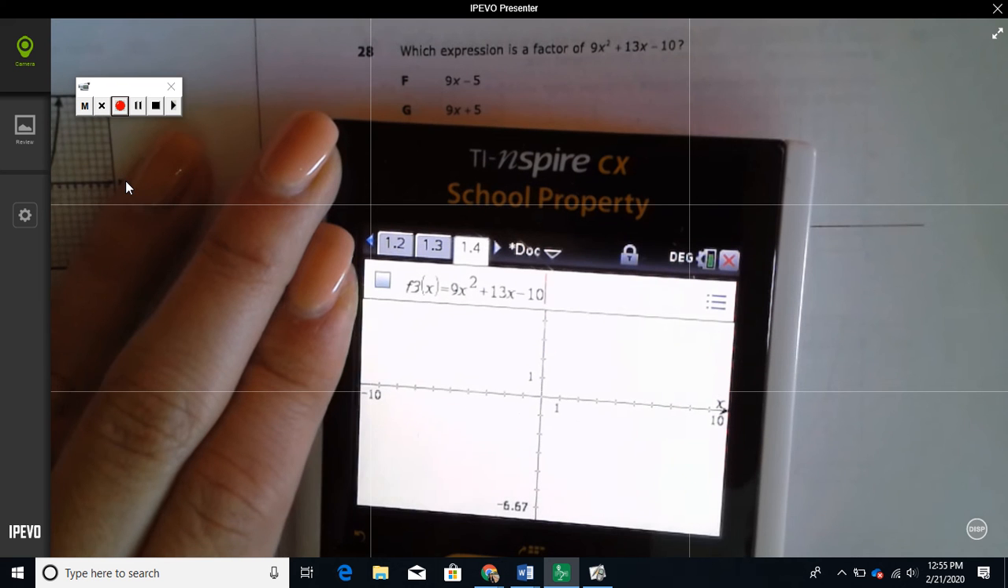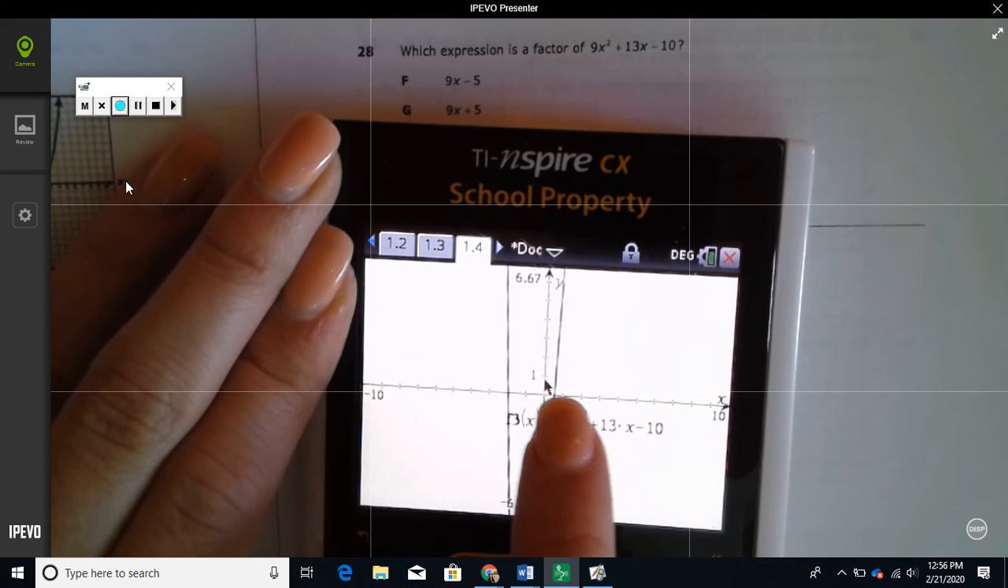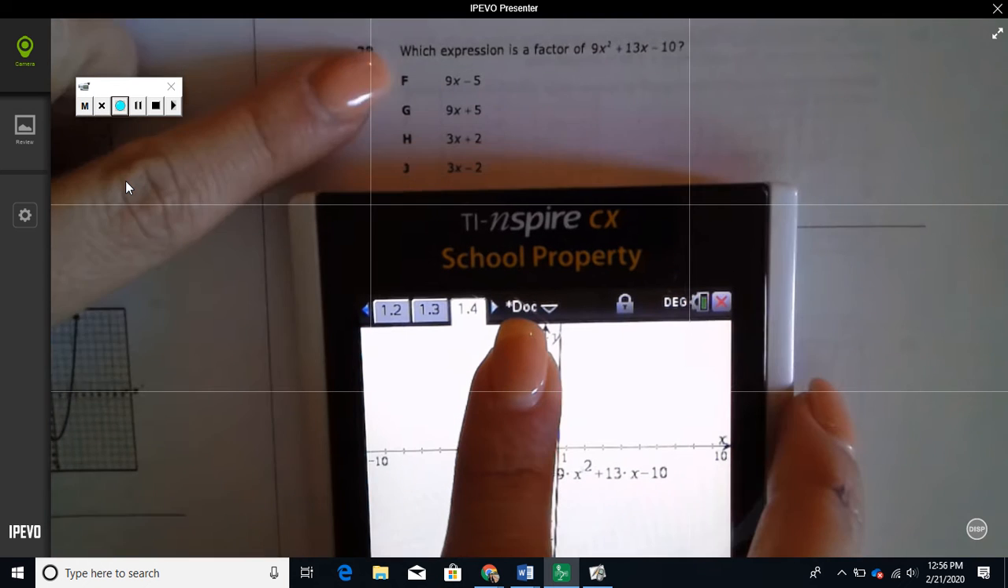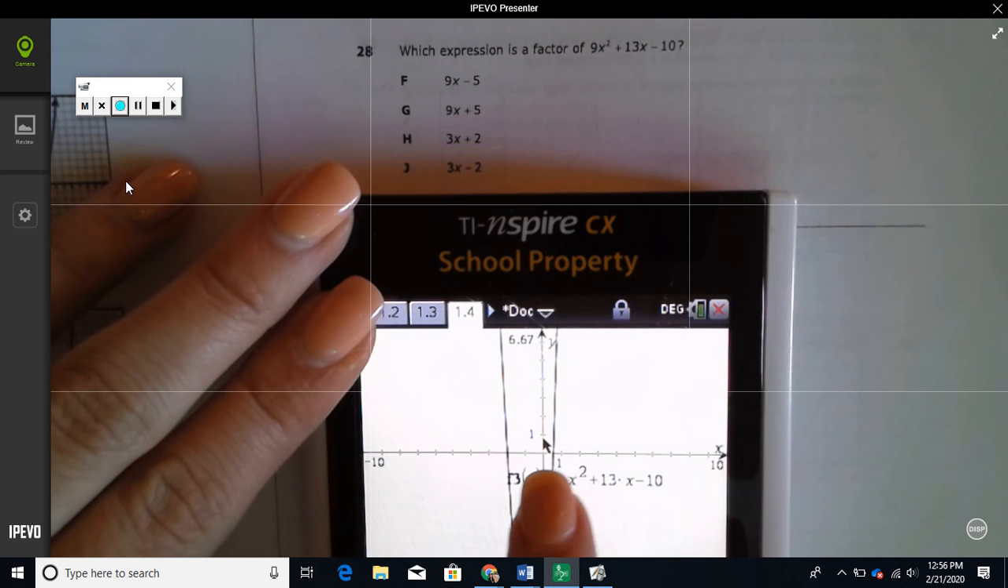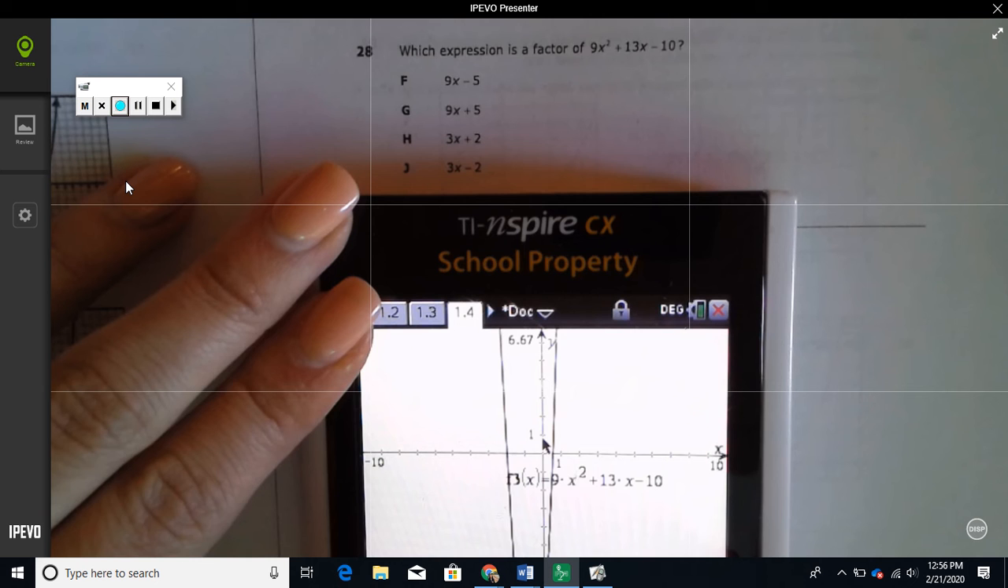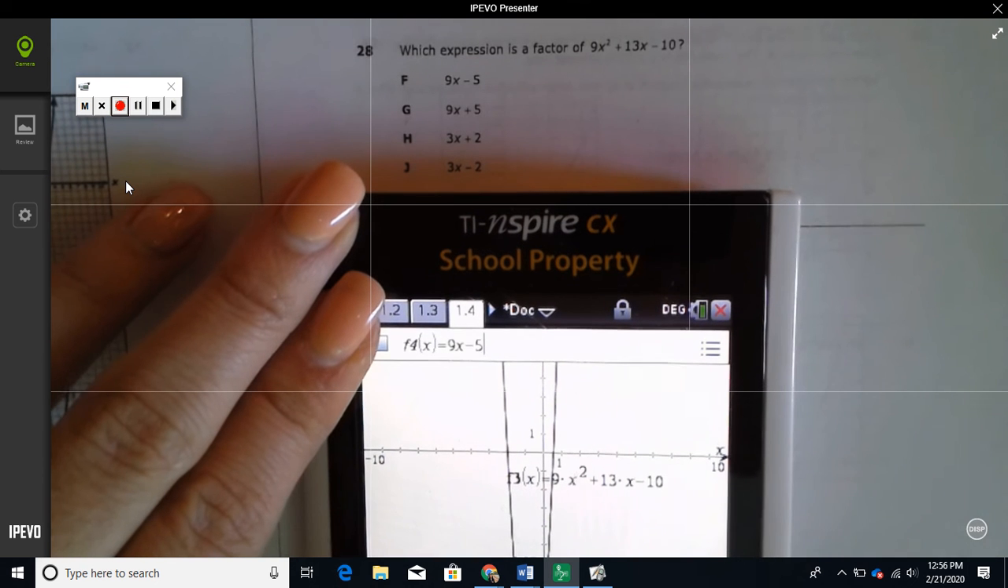Enter. So there's my graph. I can see the hearts are right there. So when I type in my answer choices, they have to be lines through the hearts. They have to go in through these hearts. So I'm going to press tab. I'm going to type in the first one, 9x minus 5. And that one goes through the heart perfectly, so that would be my answer.